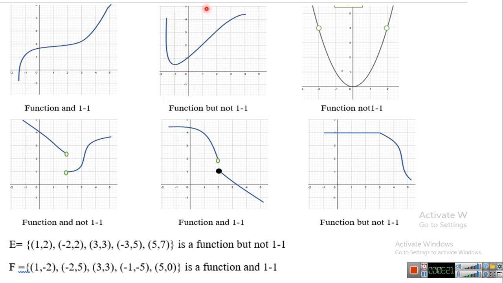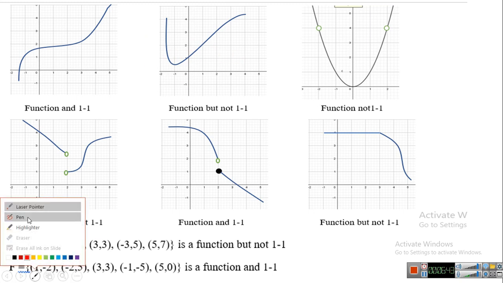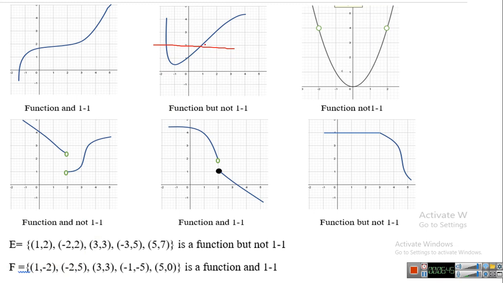Here it's a function. Why? If you draw a vertical line, we have one point of intersection. It's not one-to-one, because if you draw a horizontal line, you have more than one point of intersection. Since you have more than one point of intersection, this is not one-to-one.